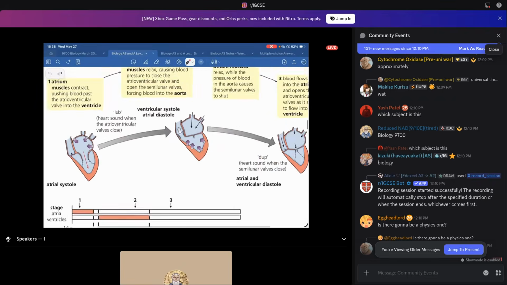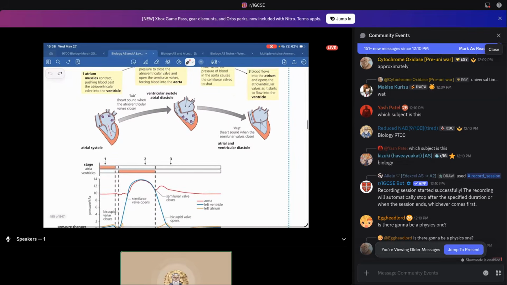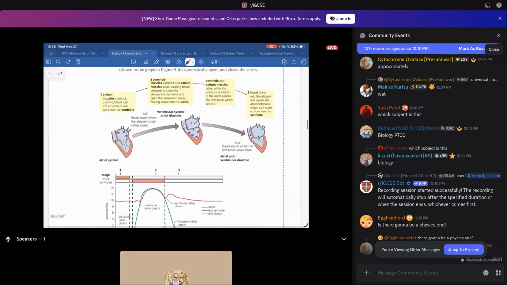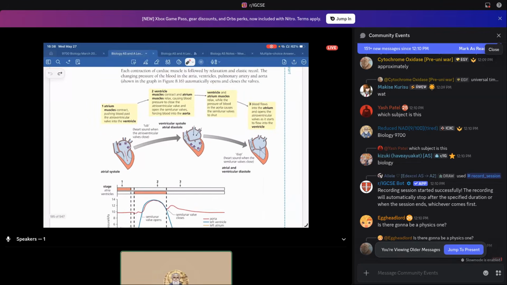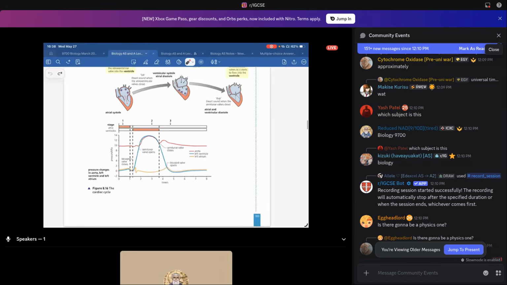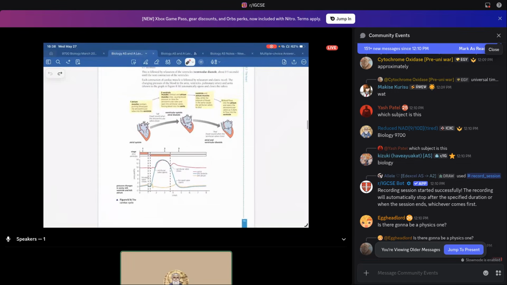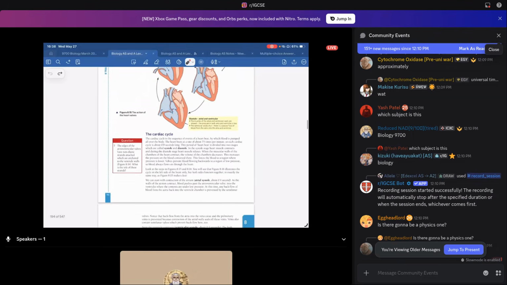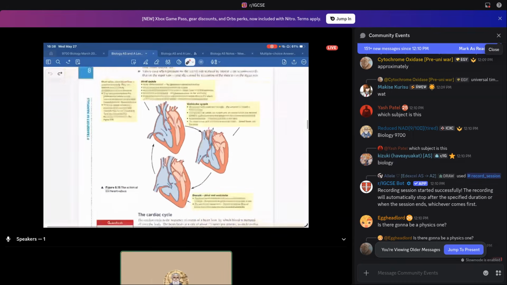Now here, the semilunar valve closes, and we're in the period of diastole. Blood flows into the atrium, which is why the atrium is increasing, and blood flows into the ventricle, which is why the ventricle is very slightly increasing. This is the cardiac cycle. And here it is in a large diagram form if you want to take a screenshot of this.